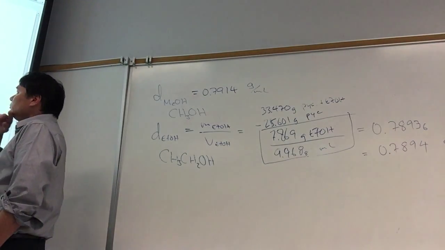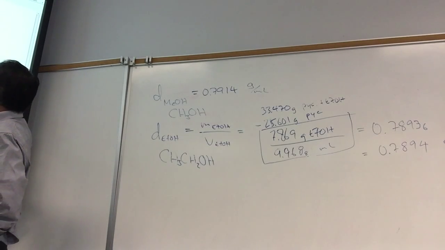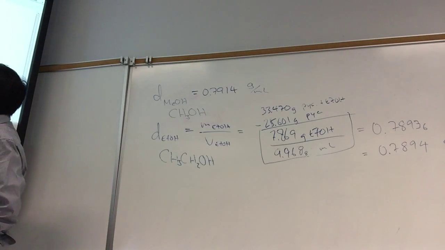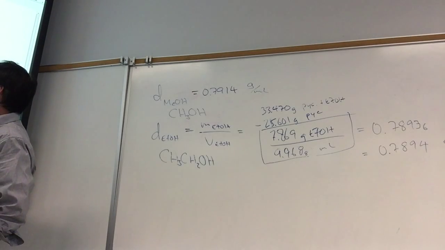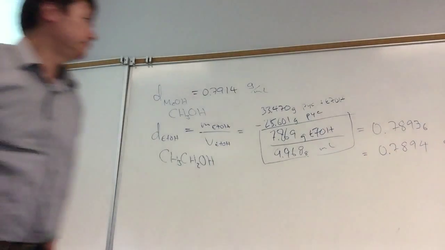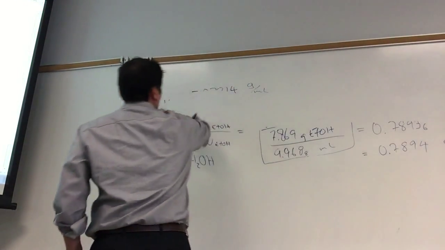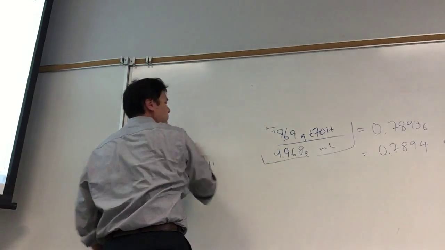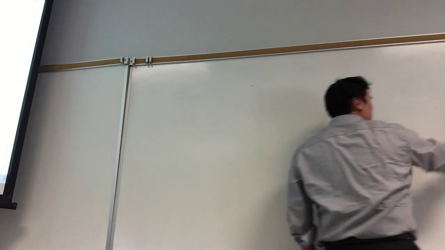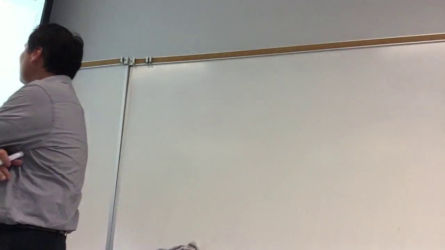All right, and so this is kind of like that. How precisely could you determine the composition of an ethanol-methanol solution by measuring its density in a picnometer? And so I'm going to do a modified version of this because this is kind of a challenging question. How precisely could you determine the composition of an ethanol-methanol solution?